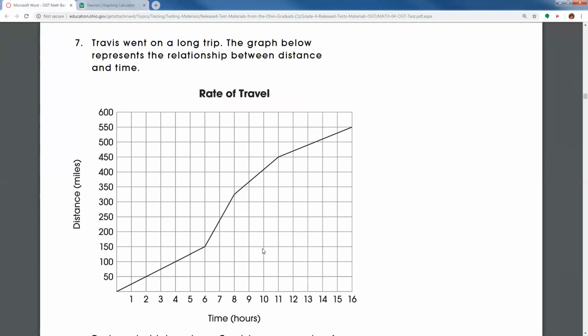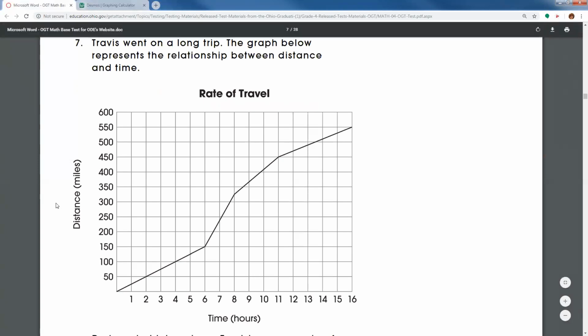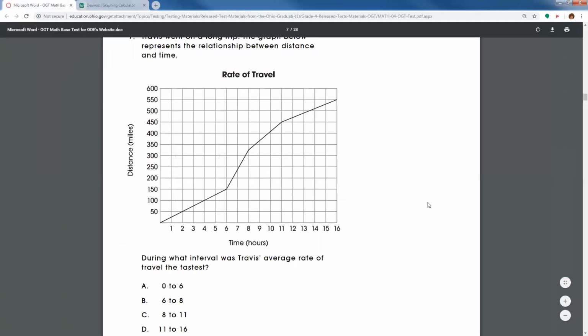Okay, so Travis went on a long trip. The graph below represents the relationship between distance and time. Time is on the bottom and distance is the vertical. I'm going to have to zoom out again because of the size of this question. During what interval was Travis's average rate of travel the fastest?